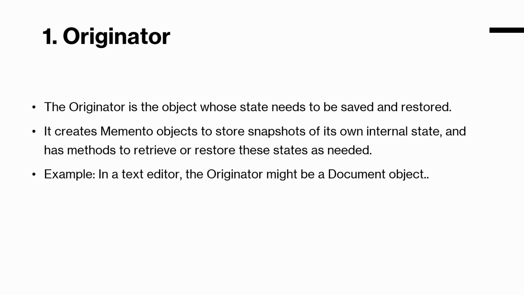For example, in the text editor, the originator can be a document object, right? So the document can have the text content as its state. The memento object which will hold the text content will be created by this originator, which is the document, and the document will also have the functionality to restore its state, which is the content, using those memento objects.